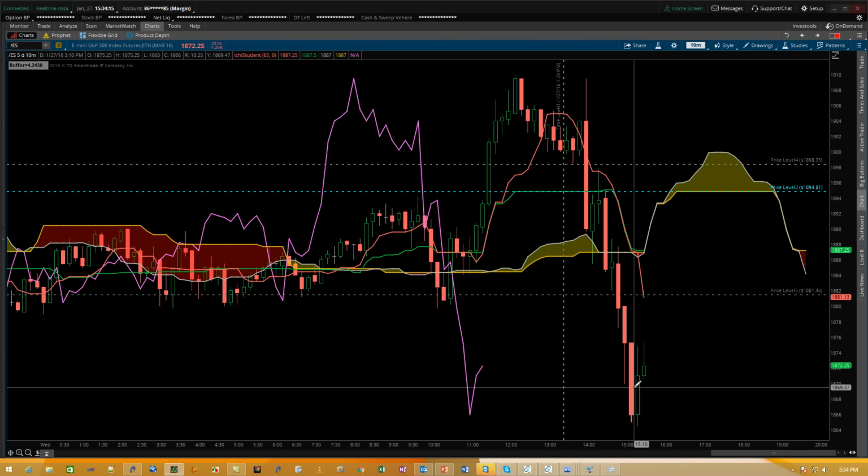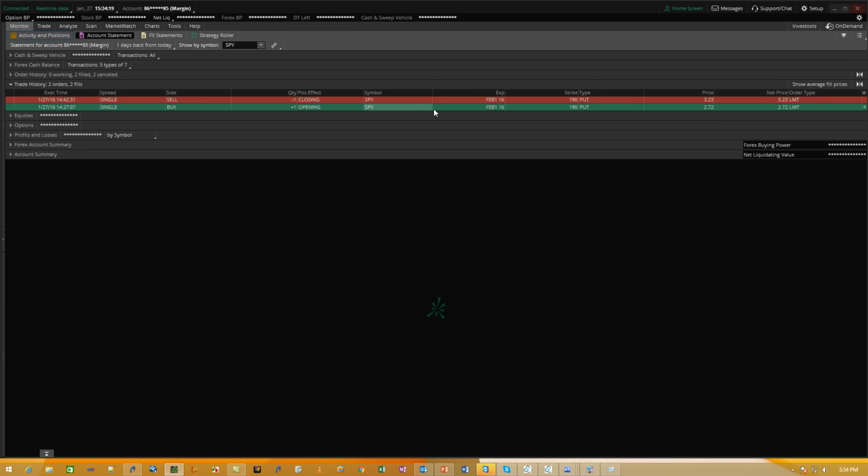Let me show you basically the trade here. We opened up and we bought the weekly SPY options here. These were the 190 puts. We bought them for $2.72. When it got to our target, we sold them for $3.23. So basically, we walked away with $51 per contract for one contract. That's not bad at all.